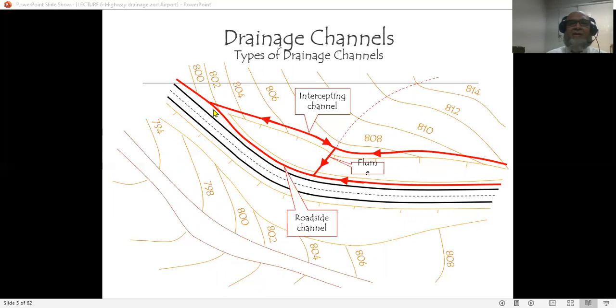So remember, this channel should be wide enough not only to take care of the water from this road surface, but also to take care of the water coming from adjacent buildings or land towards the road. The point where the side drain, the roadside channel, meets the interceptor drain, we call this the toe of slope channel.